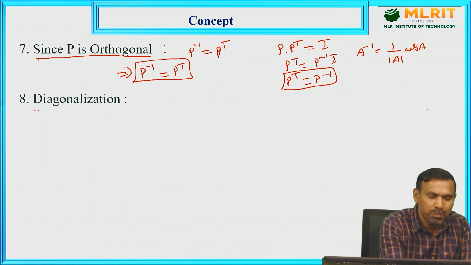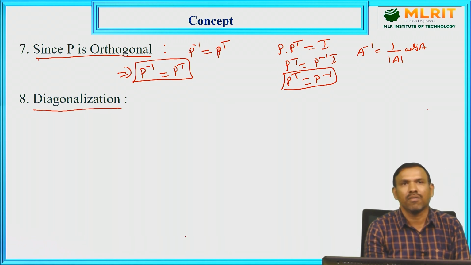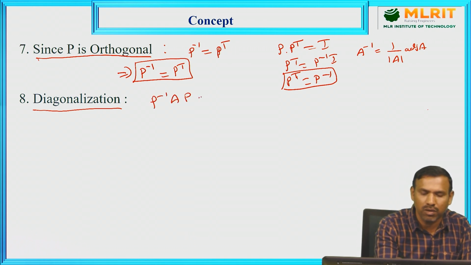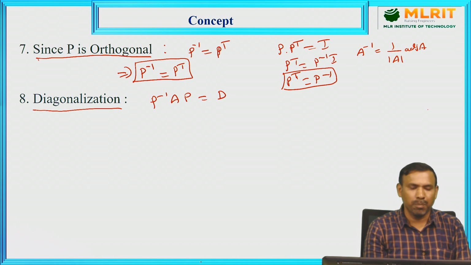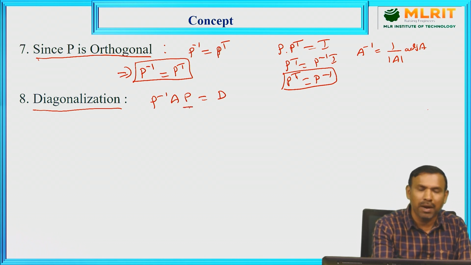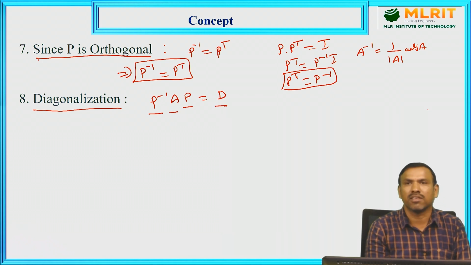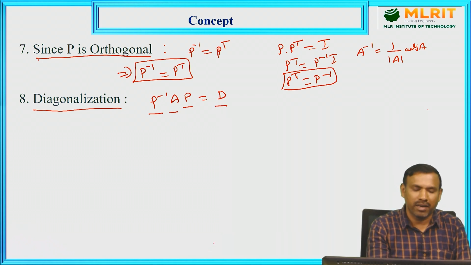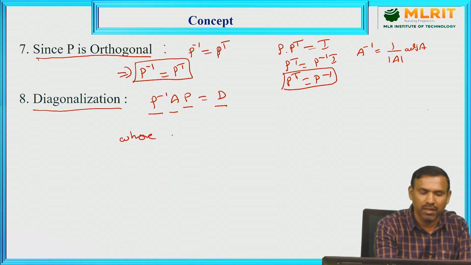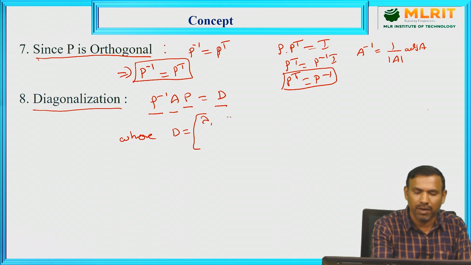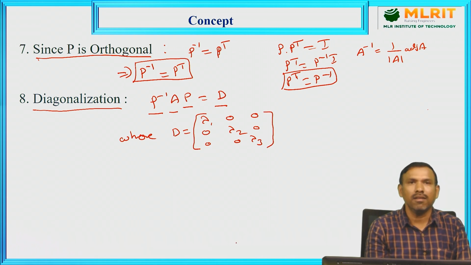Then the last step in the procedure, diagonalization. Already we know the formula for diagonalization: P inverse AP is equal to D. Already we have the P matrix, the model matrix. If you transpose it, you get P inverse. A is the given matrix. Multiplying these three matrices, you have to get the diagonal matrix. What is the diagonal matrix? D is equal to, which contains the eigenvalues as diagonal elements: lambda 1, 0, 0; 0, lambda 2, 0; 0, 0, lambda 3. This is a diagonal matrix.